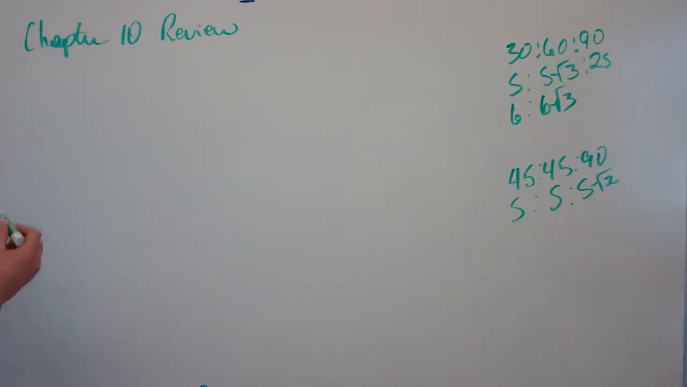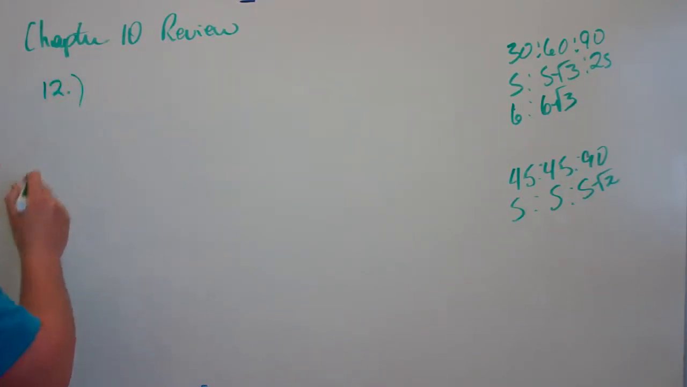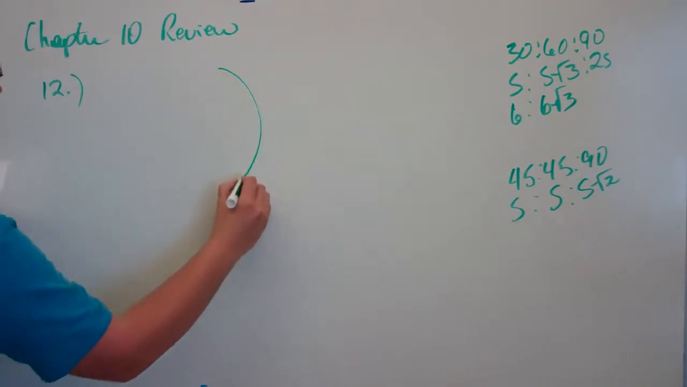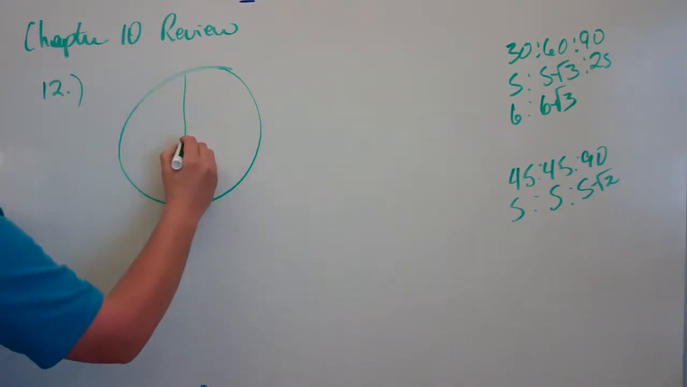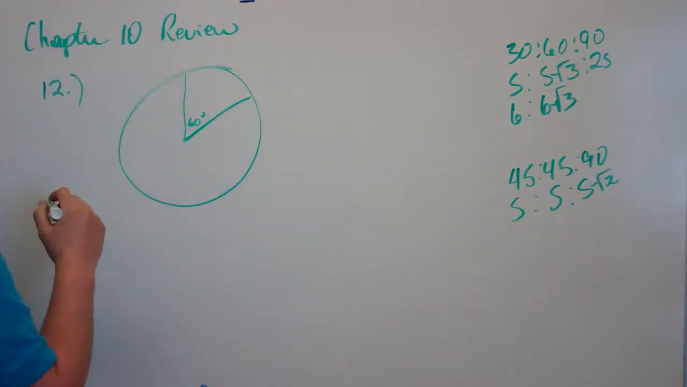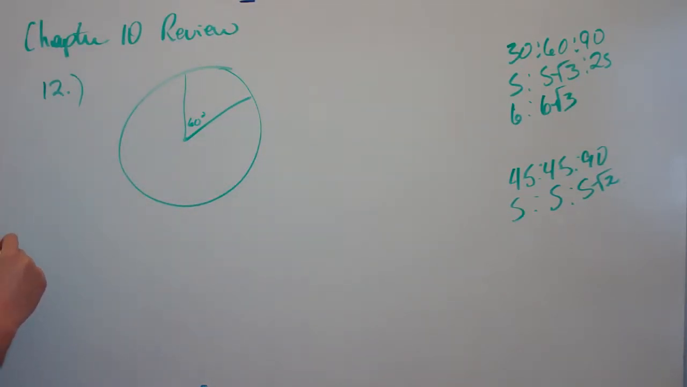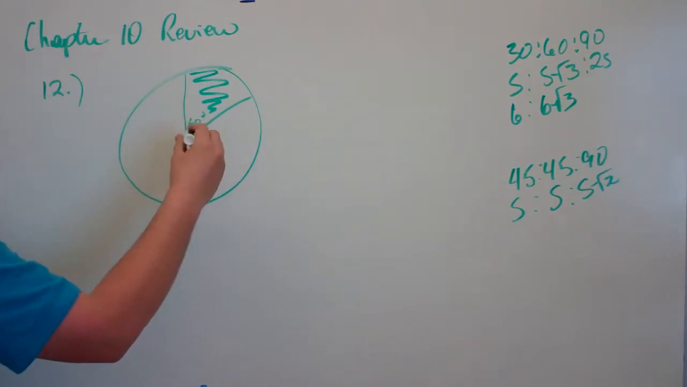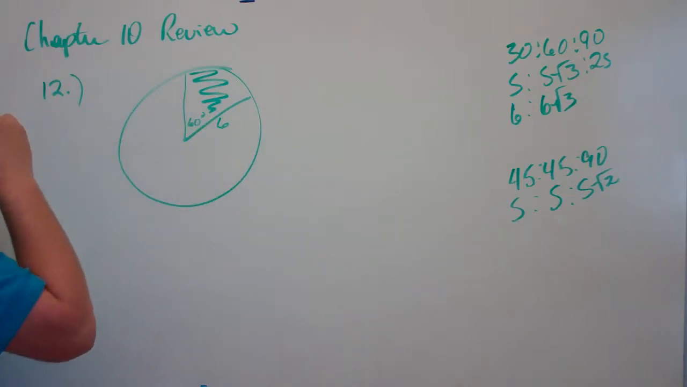Number 12. A circle has a diameter of 12. What is the area of the sector determined by a 60-degree arc? So here we go. 60 degrees. So we want to find this area. If the diameter is 12, which means the radius is 6.